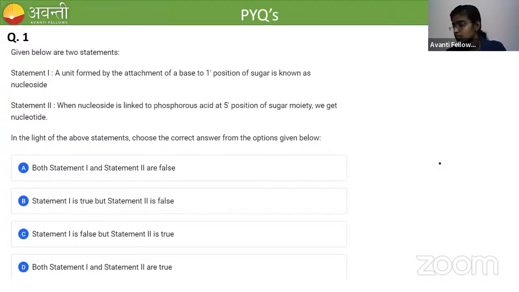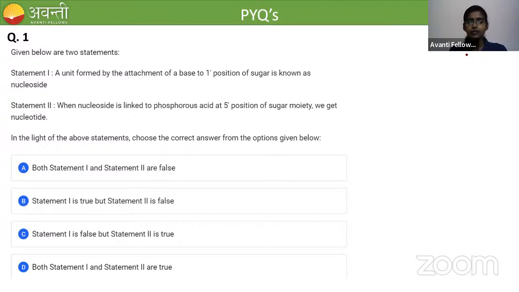You can see the question on the screen. So given below are two statements. Statement one says that a unit formed by the attachment of a base to one prime position of sugar is known as nucleoside. And statement two says that when nucleoside is linked to phosphorus acid at 5 prime position of sugar moiety, we get nucleotide. Okay. So we have to choose the correct answer from the options given below.